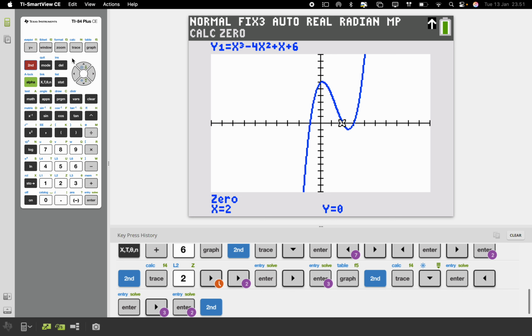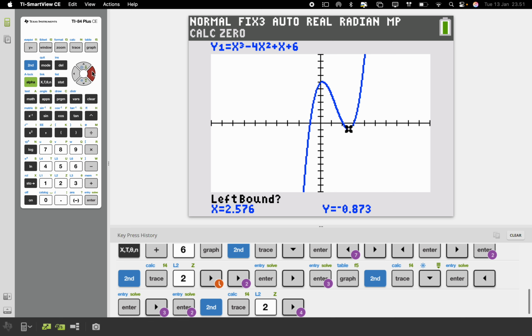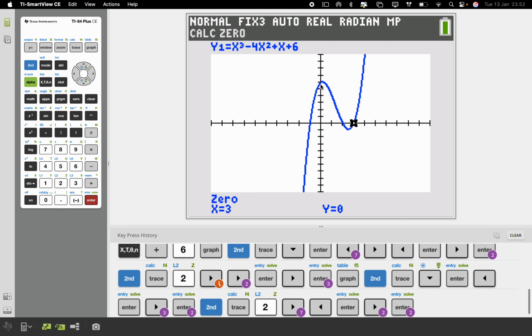Again repeat the same process. Second, trace, number 2, take the cursor to the left side. Now the left side is below the x-axis, the left side of this point on the x-axis. So we have to keep the cursor on the left side of this point, so left bound, enter. Again take the cursor to the right side of that point, enter and enter. So the third zero is 3 comma 0. That's how exactly we can find the zeros or roots or x-intercepts on the graph with the help of the GDC.